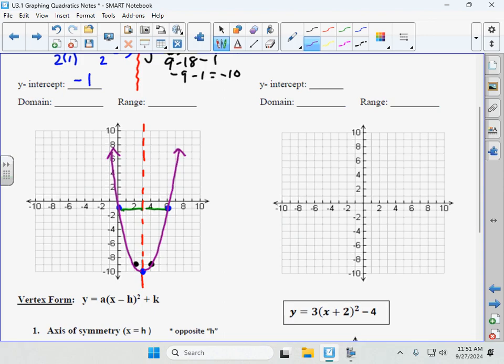Let's go ahead and give the domain and range for this graph also. So domain, again, if you go left to right, every vertical line is going to intersect this graph. So it's negative infinity to positive infinity. And the range, as you go from bottom to top, it's first going to hit at negative 10 with a bracket, and then go all the way to positive infinity.